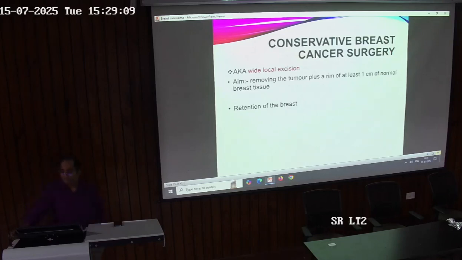Now, conservative breast cancer surgery, also known as wide local excision, aims to remove the tumor with clearance of always 1 centimeter of normal breast tissue, retaining the breast contour.